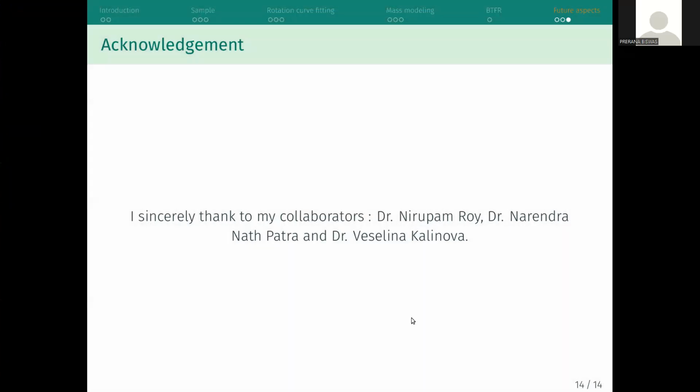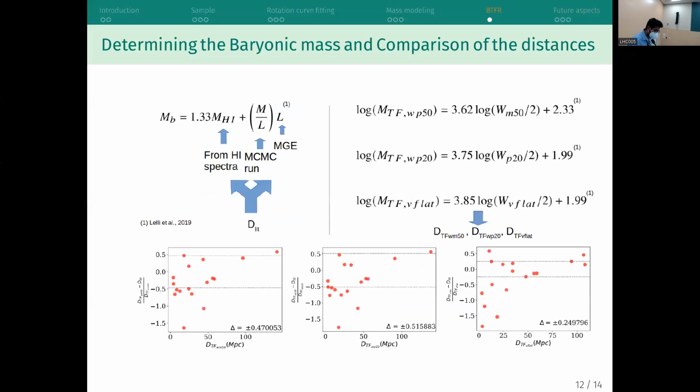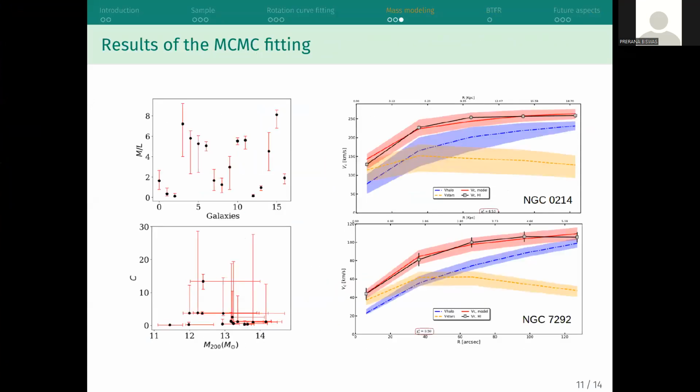Hello, Prerana. Can you hear me? I have a question regarding this Tully-Fisher relation. Is there any effect of the presence of a bulge on this relation? Yeah, that can be. As we are doing the mass modeling, if there is any, we hope we can find it by doing this mass modeling. But right now I cannot say anything about it.